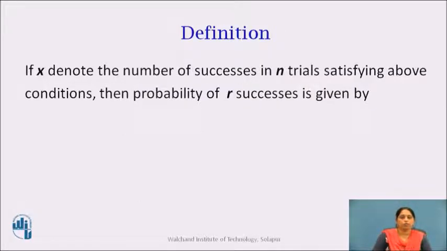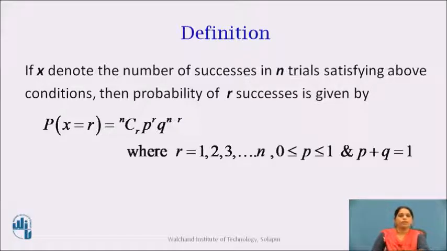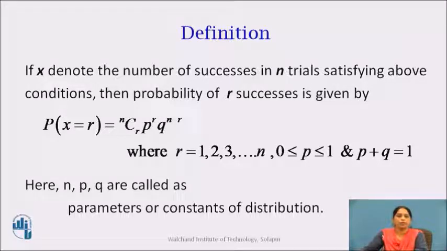Now let us see the definition of binomial distribution. If x denotes the number of successes in n trials satisfying the above conditions, then the probability of r successes is given by probability of x equals r, which is equal to nCr p raised to r q raised to n minus r, where r is equal to 0, 1, 2, 3 up to n. Probability of success small p lies between 0 and 1 and p plus q is always equal to 1. Here n, p, q are called the parameters or constants of the distribution.